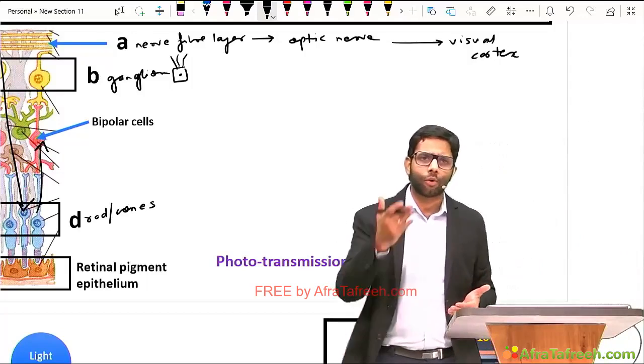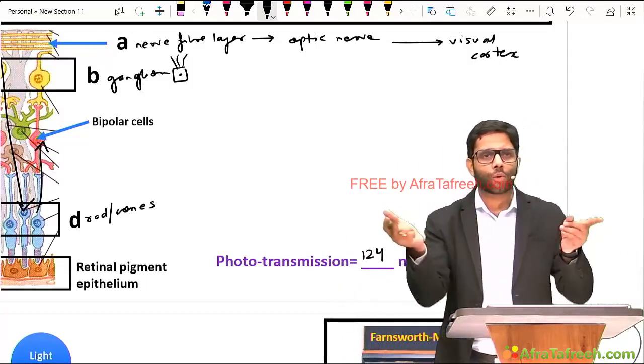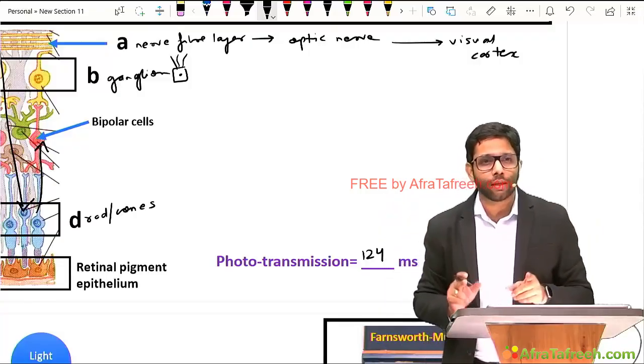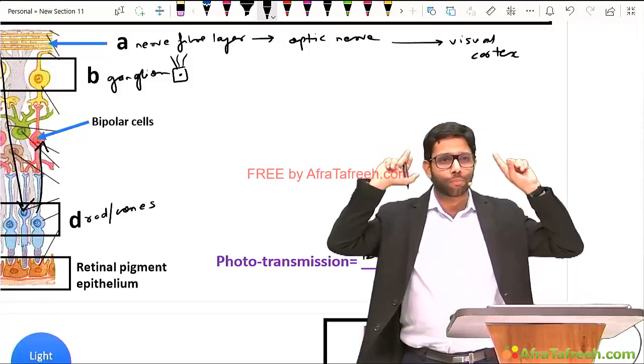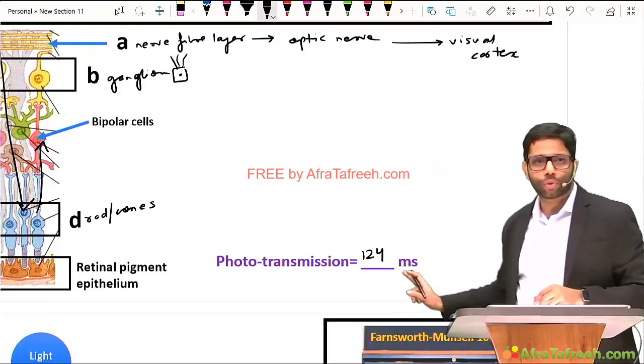I hope from optic nerve, you know, crossing of the nasal fibers in optic chiasma, then optic tract, then third order neuron, lateral geniculate body, then optic radiations passing through temporal and parietal lobe, and then the visual cortex in phototransmission.